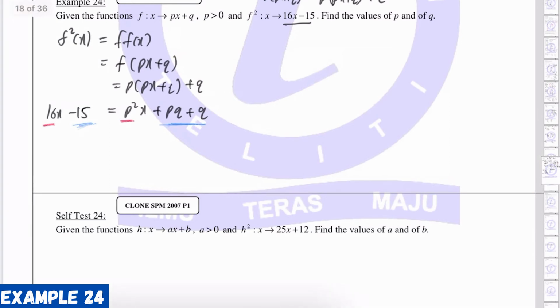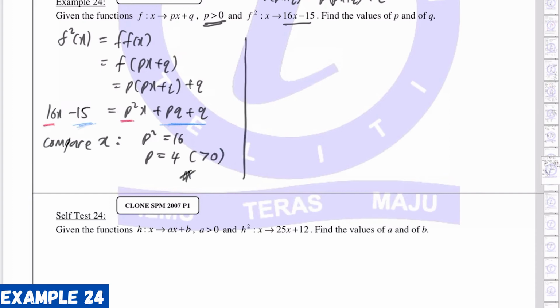So, let's start by comparing coefficient of x. Okay, so p squared is now 16. P is, by right, we should put a plus minus, but always read and look at the question. The question here is asking for positive value of p, so we ignore negative 4, just take positive 4.